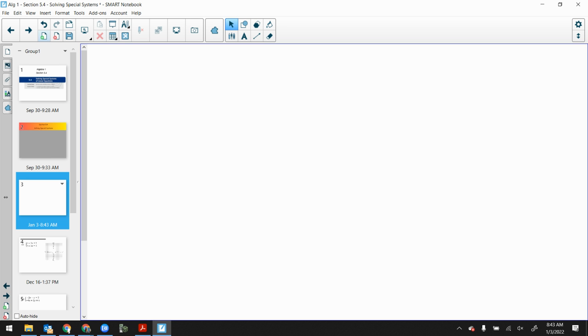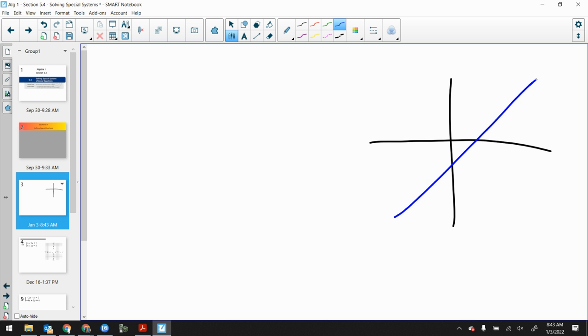Can anybody tell me what the solution of a system of equations is? Like if I'm looking at the lines, where is the solution? When they cross, right? The solution of the system is where 2 lines will cross. So if I've got a graph and I have this blue line and then I've got this red line coming here, the solution to the system is the coordinate. That is the solution. All right?